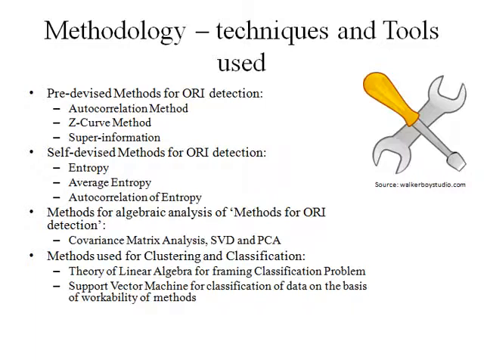Next, after getting all of this data, we had some DNAs on which a certain method worked, while on some DNAs that method failed. So this was one of the classical classification problems, and that's why we framed a classification problem using the theory of linear algebra for DNAs. Later, we also used pre-existing tools like support vector machine for classification of data on the basis of workability of methods using its different kernels, polynomial and Gaussian kernels, basically.